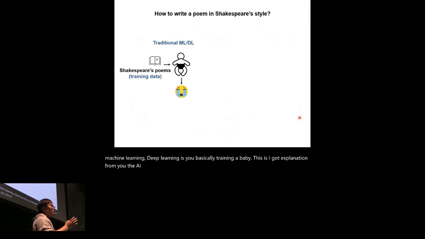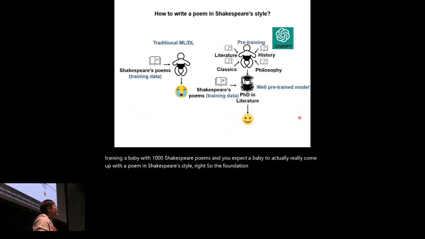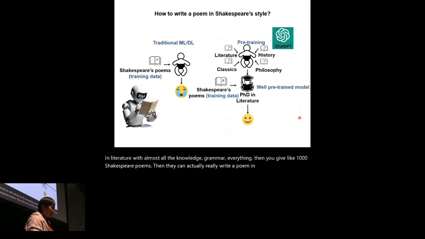Traditional machine learning or deep learning is like training a baby with 1,000 Shakespeare poems and expecting the baby to come up with a poem in Shakespeare style. With a foundation model or large language model, you train the baby as a PhD in literature with almost all the knowledge, grammar, everything. Then you give her 1,000 Shakespeare poems, and she can really write a poem in Shakespeare style. So at that time we discussed whether we could build something like an RNA ChatGPT. So we started this long-term training step.